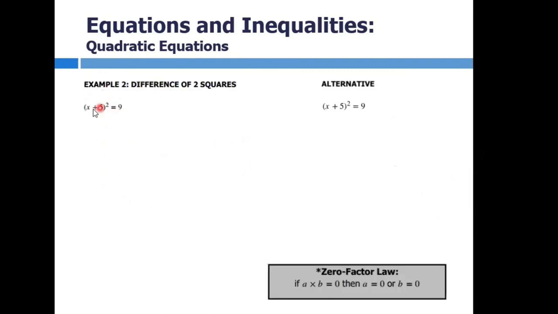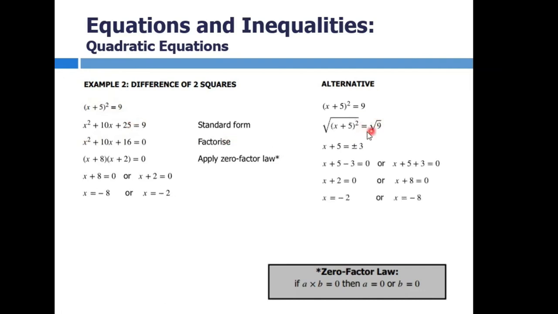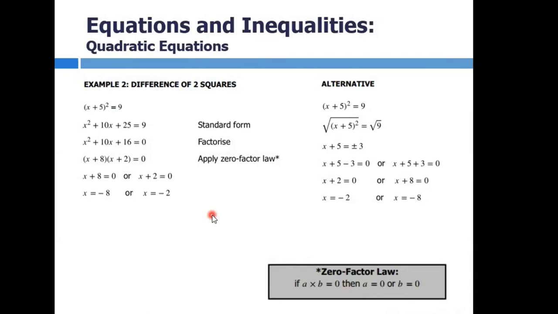Okay, so here's another option where you've got the squared for the whole bracket. Just remember when you square root both sides, so there's an alternative here, you can square root both sides, it could be positive or negative. So you have to answer that in two separate equations if you do that. Okay. And that is the end of equations.